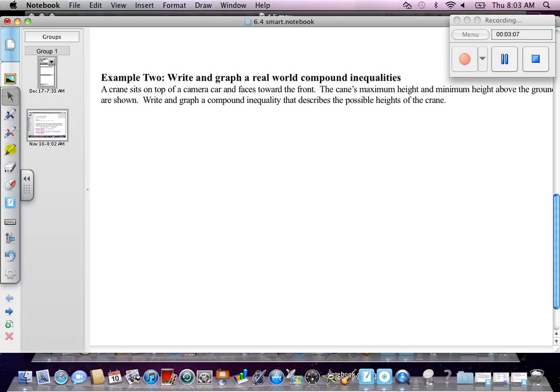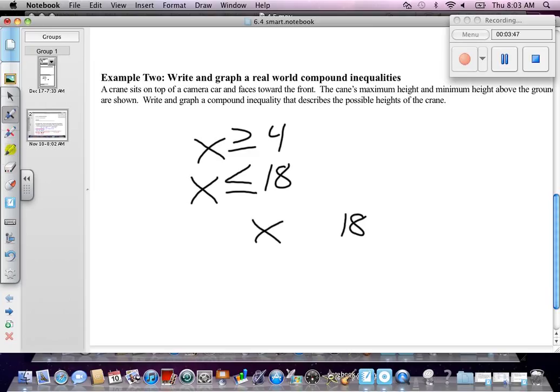A crane sits on top of a camera car and faces towards the front. The crane's maximum height and minimum height above the ground is shown. Write and graph a compound inequality and describe the possible height. So on your picture, it says that the crane can go as low as how much? 4 feet. So it has to be greater than or equal to 4 feet, right? And how high can it go? So it has to be less than or equal to 18. So we can put this together by putting x in the middle, 18 on one side, 4 on the other. It's eating the x, it's eating the 18.